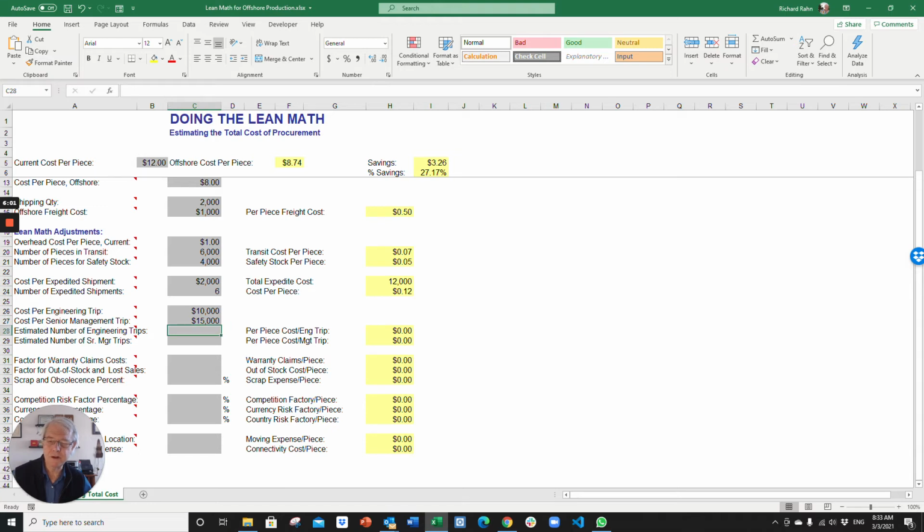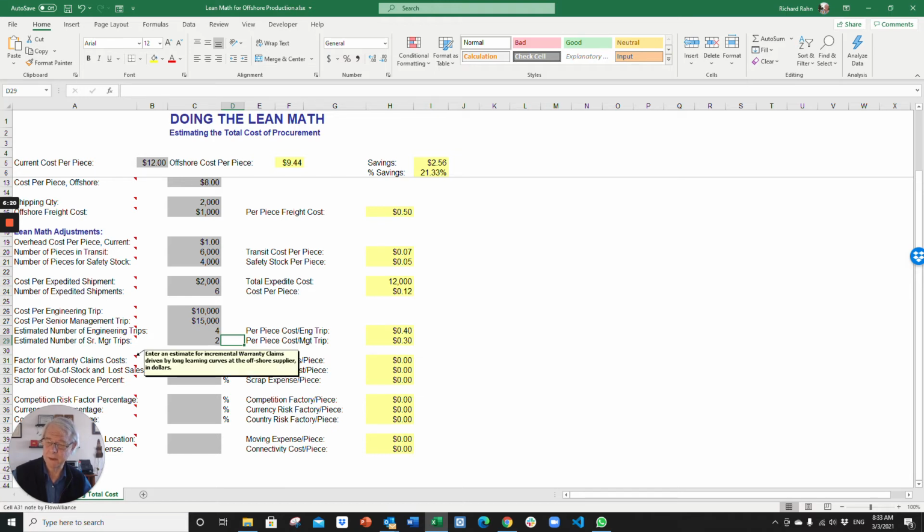So how many engineering trips to get all this set up? Well, let's say 4. And estimated senior management trips, let's say 2 of those to get this set up. Okay, so now we've added 40 cents and 30 cents to the cost of this.